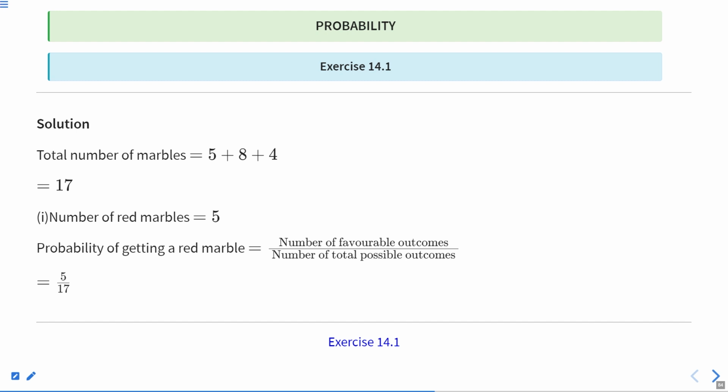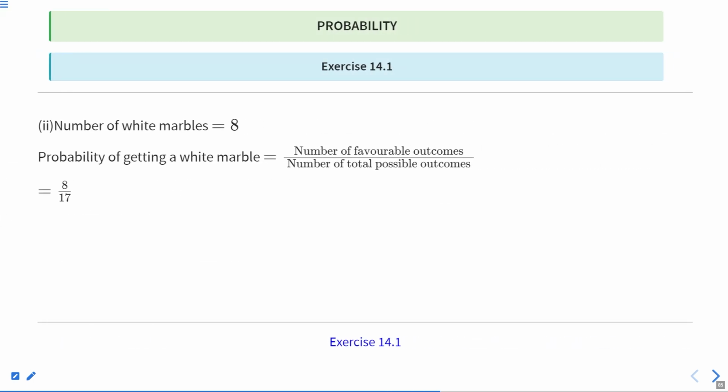The total number of marbles is equal to 5 plus 8 plus 4, that is equal to 17. Now we need to find the probability of getting a red marble. The number of red marbles is 5 and the total number of marbles is 17. So the probability of getting a red marble is equal to the number of favorable outcomes divided by the number of total possible outcomes, and this is equal to 5 by 17.